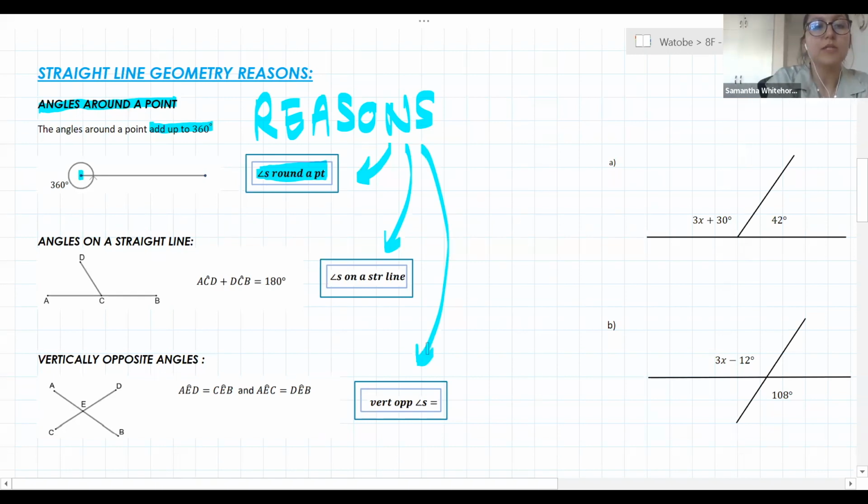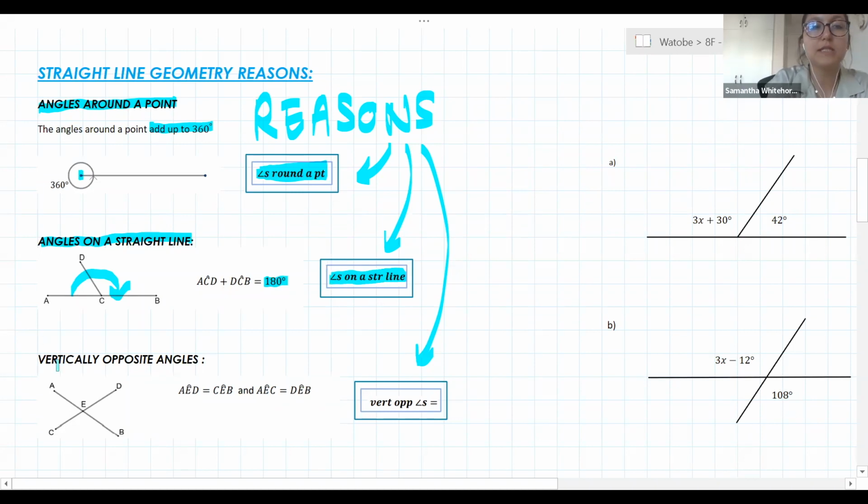The next reason that we spoke about was angles on a straight line. The fact that any angles, and again, it can be 2, 3, 7, whatever, as long as they're on one continuous straight line, they add up to 180 degrees. And so our reason there is just angles on a straight line.